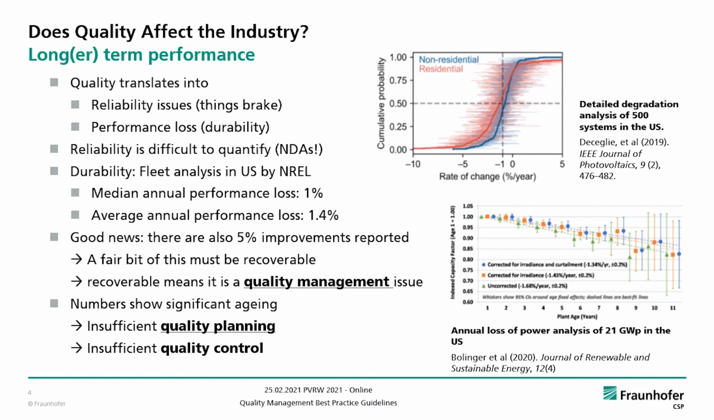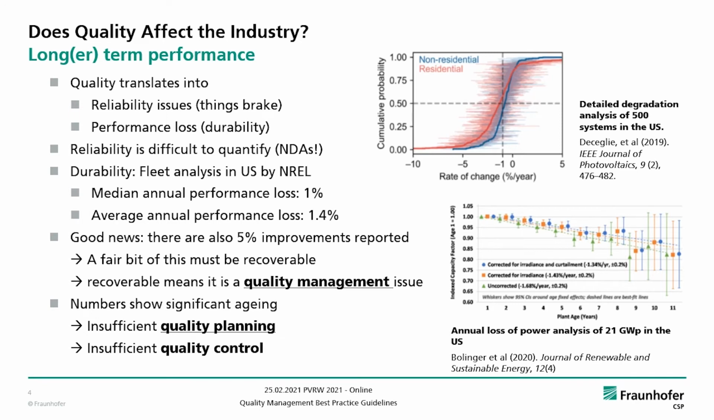The interesting message is that the median of performance loss is 1%. That means 50% of these systems age faster than 1%, which then translates for me, they age twice as fast as the financial predictions are, which are typically 0.5% per year. What is even more worrying, that they age on average about 1.4%, which is roughly 3 times what the financial warranties require.